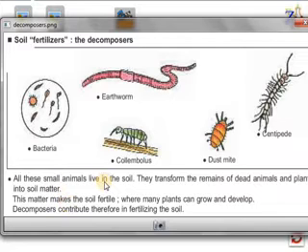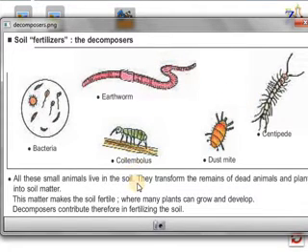All these small animals live in the soil. They transform the remains of dead animals and plants into soil matter. This matter makes the soil fertile, where many plants can grow and develop. So they are saying that these animals live inside the soil, and now in spring, if you dig in the soil, you can see them clearly.